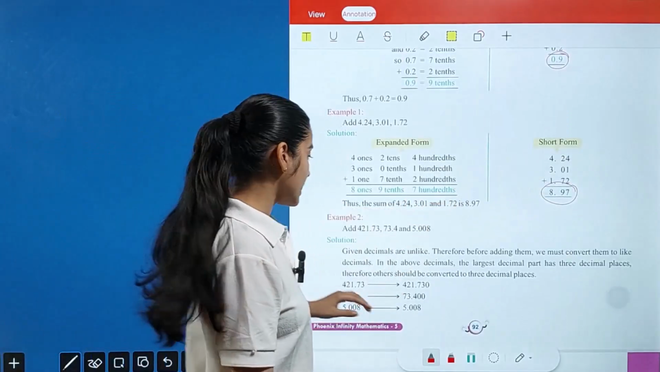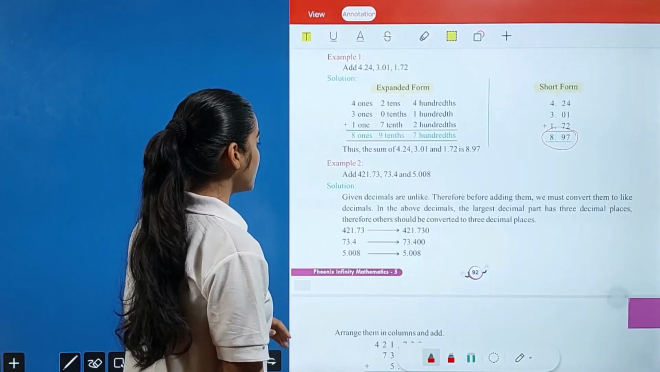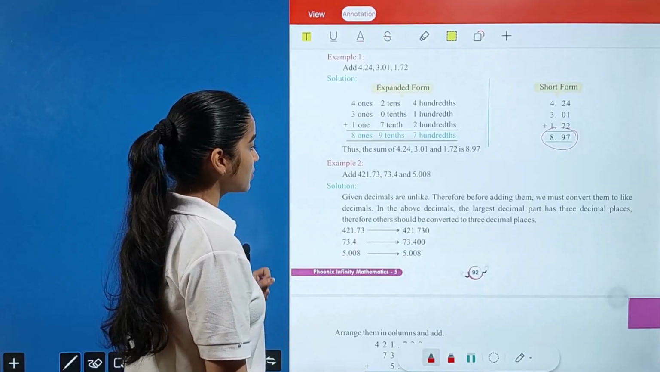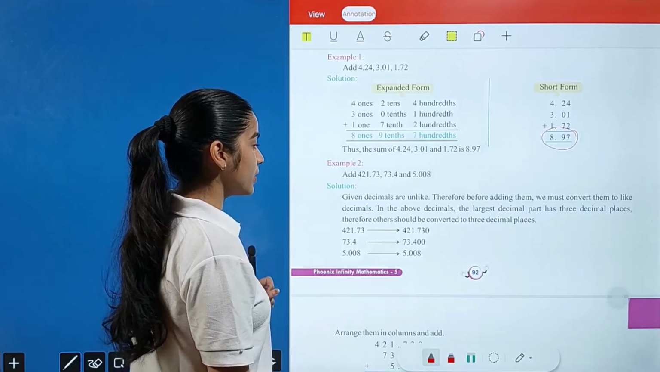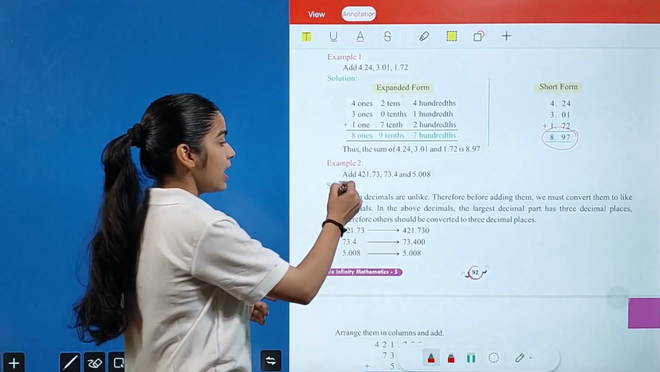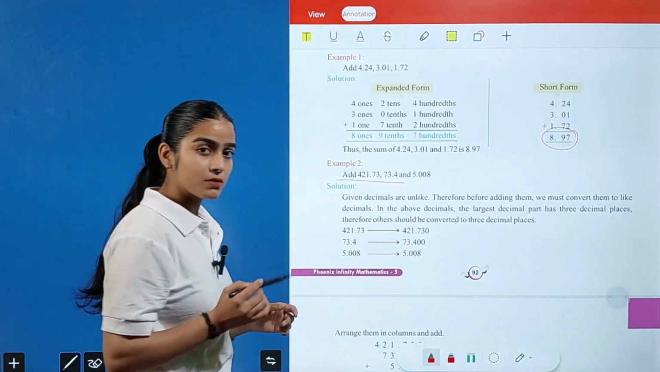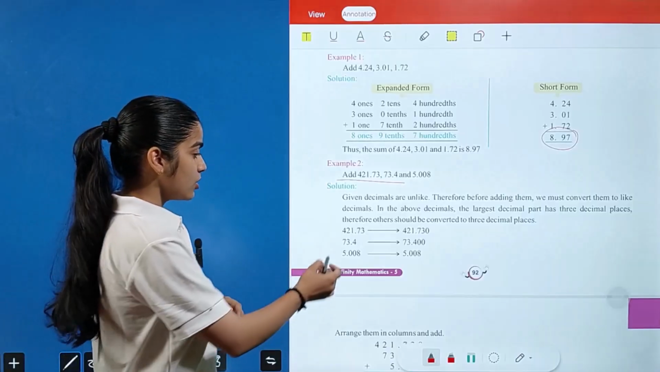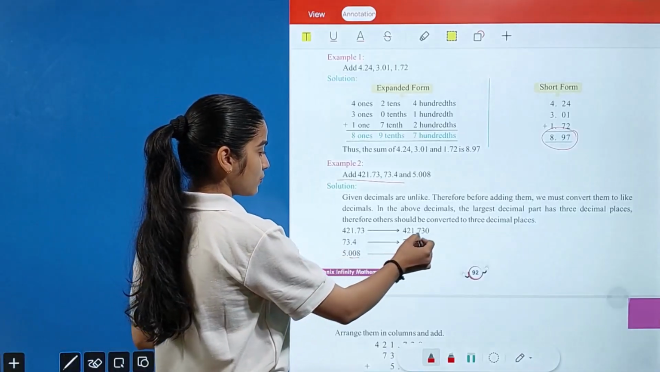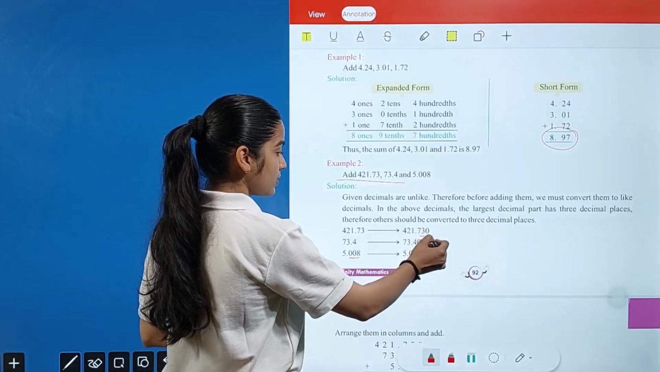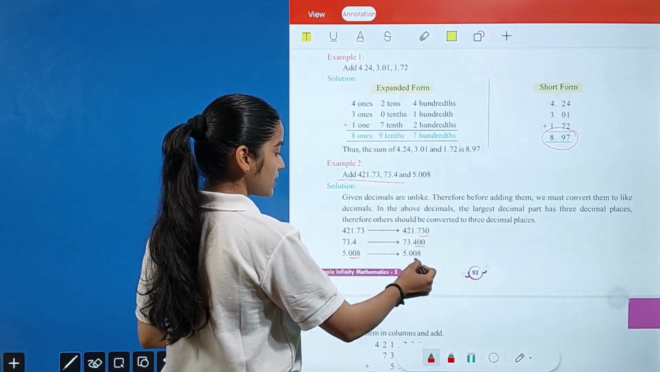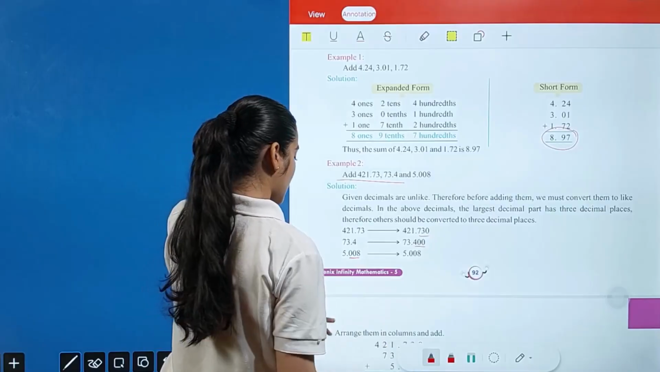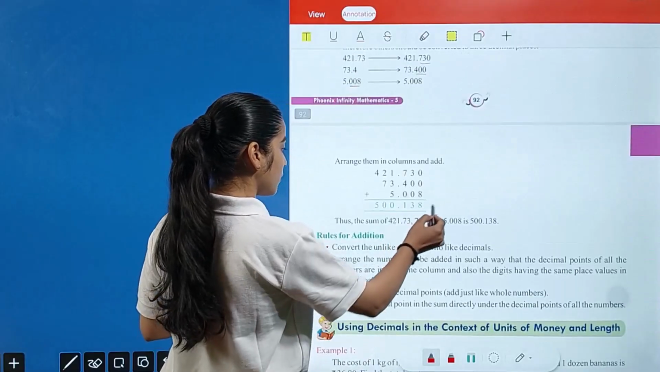Okay students, next add 4421.73, 73.4 and 5.008. In this case we have unlike decimals, so first we convert them into like decimals. The highest number of places we have is 3, so we have to make 3 digits after the point. Now you can simply add them together.